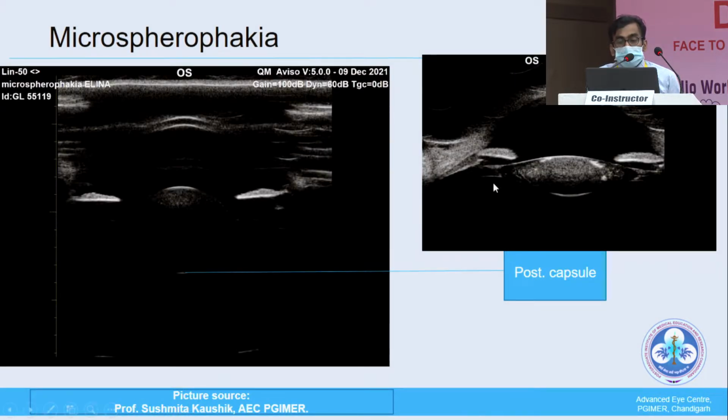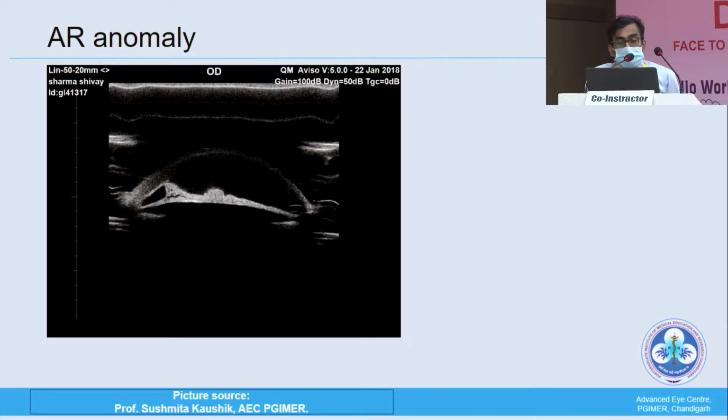Microspherophakia: this should be the normal contour of the lens, but here the lens is more globular. Once you trace it, this is the posterior extent of the posterior capsule. There is a globular spherical lens that is suggestive of microspherophakia. Here you can see there is adhesion or tenting of the peripheral iris along the peripheral cornea, and this is a case of Axenfeld-Rieger anomaly.